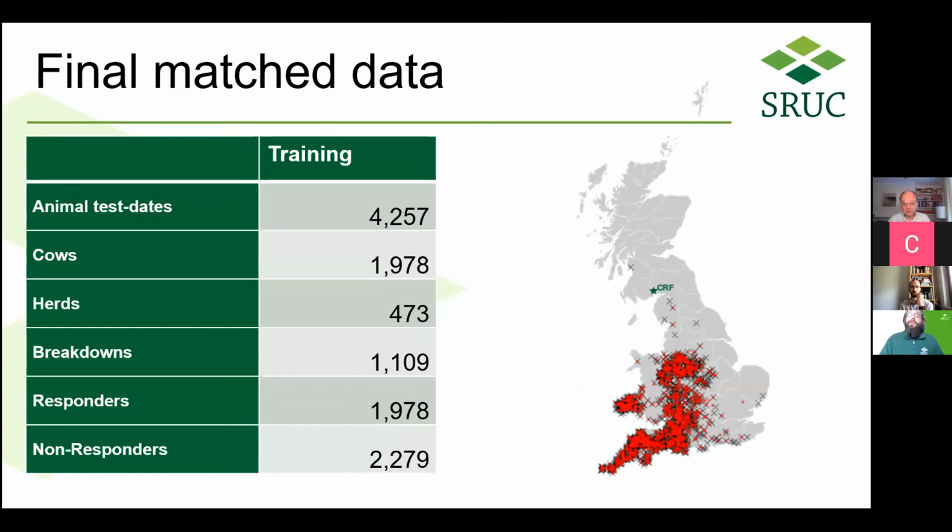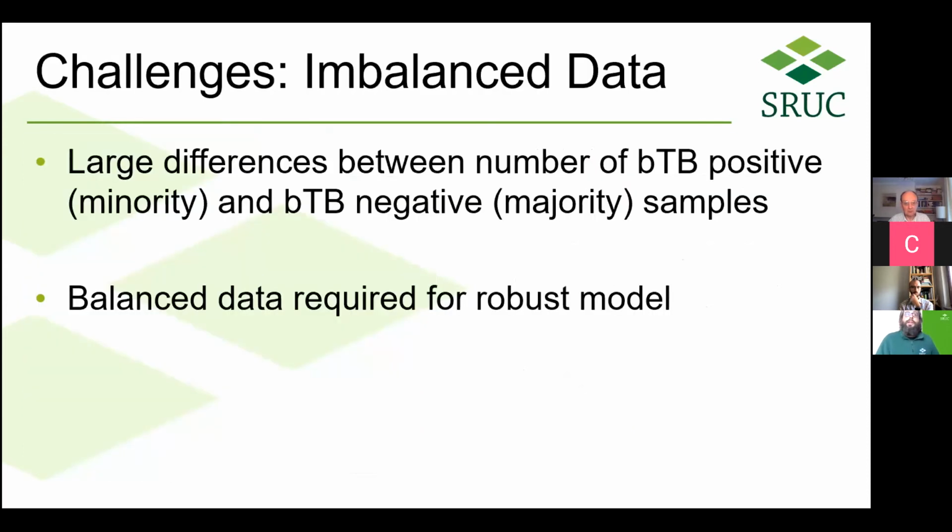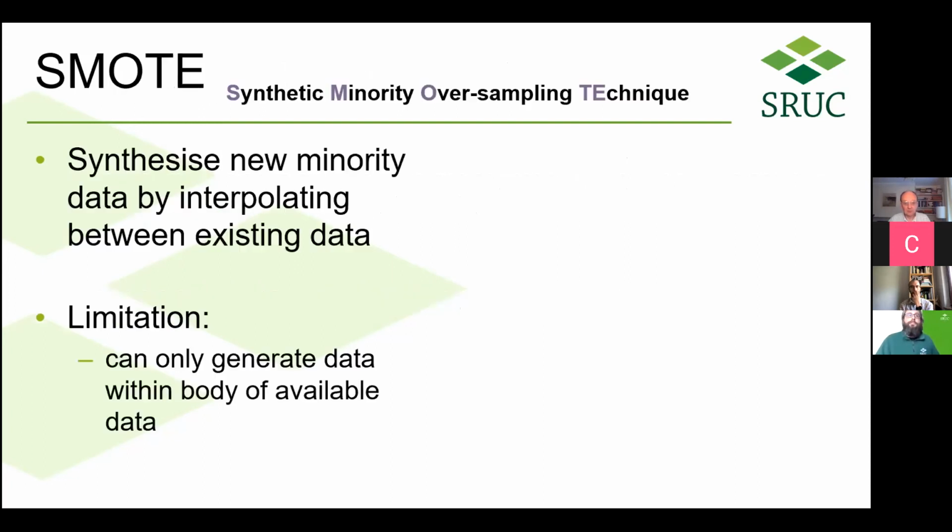Because TB is a low incidence rate, only something like 7%, we had a lot of non-responders, and a lot of grey cows, but not as many responders. So this meant that we didn't have a whole lot of data to play with, even though we have access to all the TB data. We needed a balanced model, so we could undersample the non-responders, but again, it means we'd be having an even smaller data set.